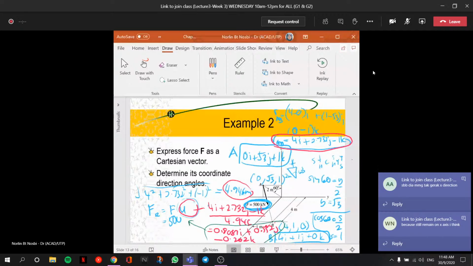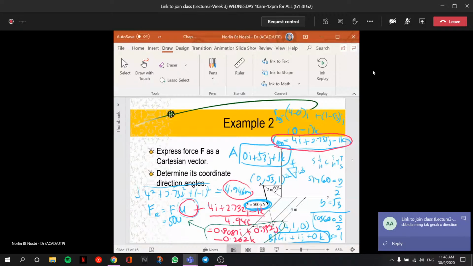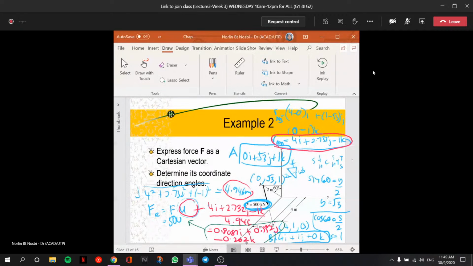H1? What do you mean? Okay, let me continue. Now you need to times with 500. This vector unit here. So 500 times 0.8087, then 500 times 0.552, then 500 times minus 0.202k.